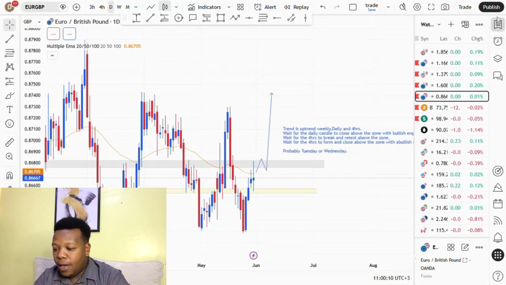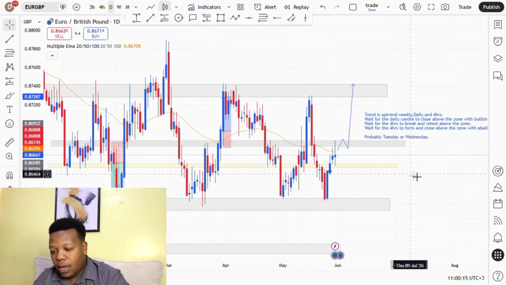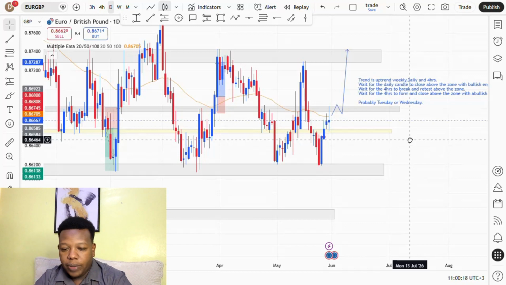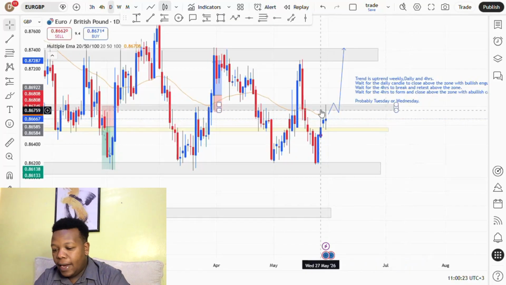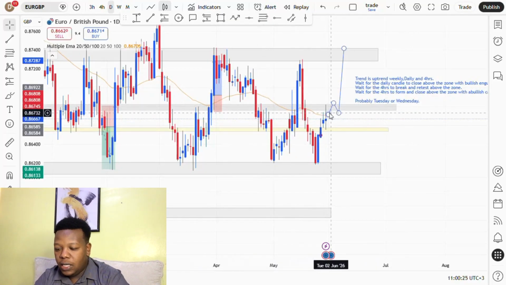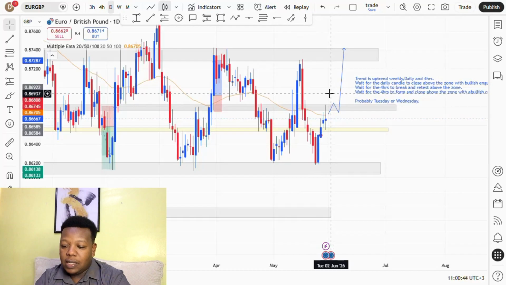So we also have Euro GBP. Remember, I said for next week, I'm seeing more possible setups for Euro pairs. We have Euro GBP, which also I'm looking at for a possible buy. And remember for the daily time frame, we have this strong daily zone over here. So I'll be looking for the daily candlestick to close above this previous high. And of course, the candlestick has to close above that zone with a bullish engulfing candle. And only then I'm going to take that trade. If it doesn't happen, of course, I'll just stay away from that trade.